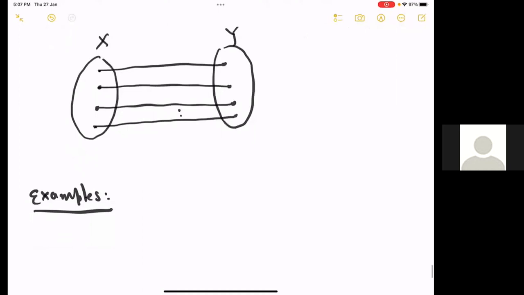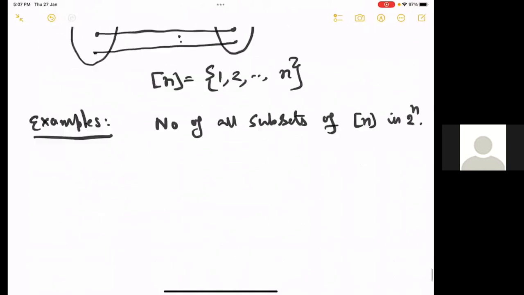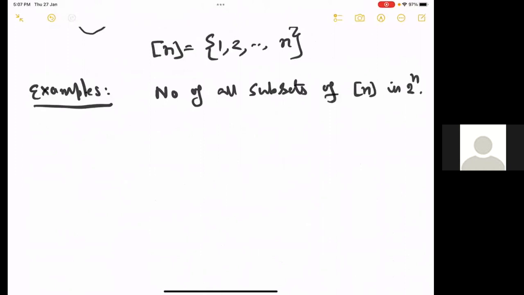For example, it's an absolutely basic example. So let's argue that the number of all subsets of [n] is 2 to the power n. Okay, so this notation [n] usually denotes 1 to n. We all know that this is true. This we have seen from our school days. But let me illustrate it via this principle of counting from two sides. That's the goal of today's lecture mostly.